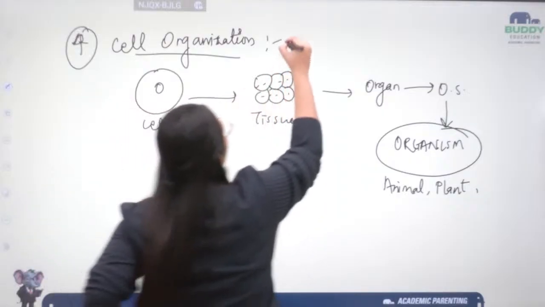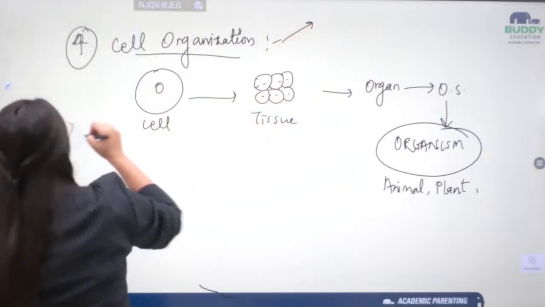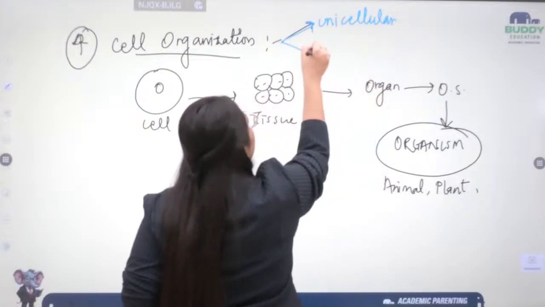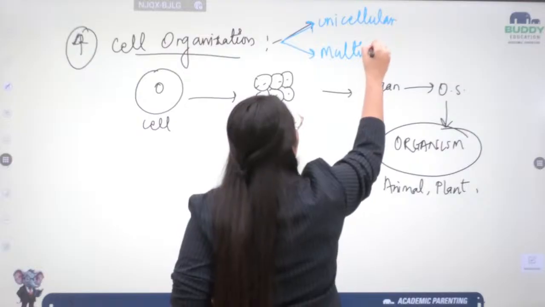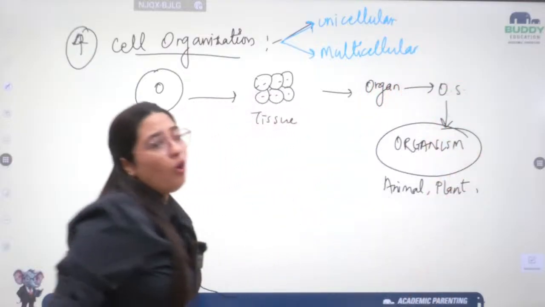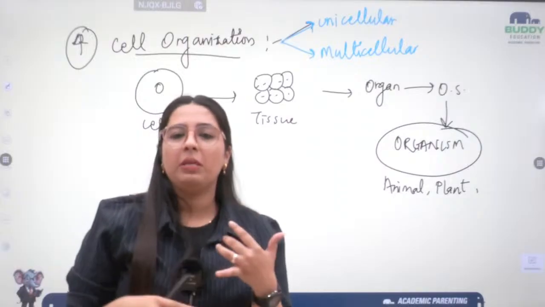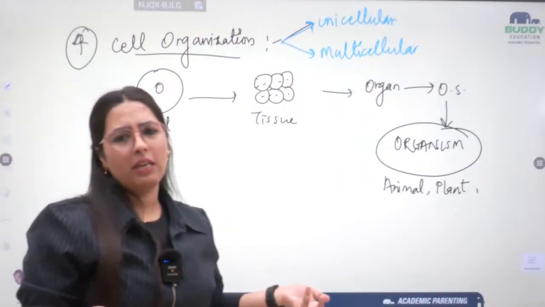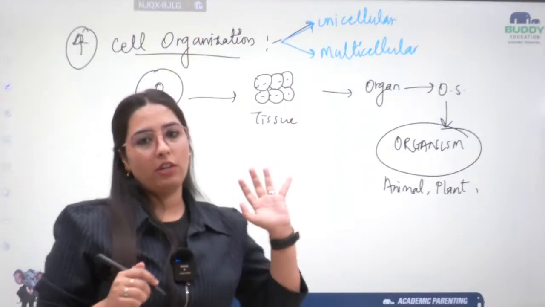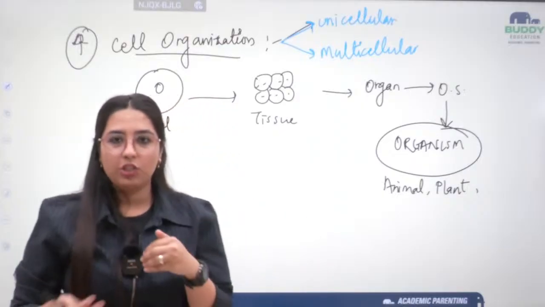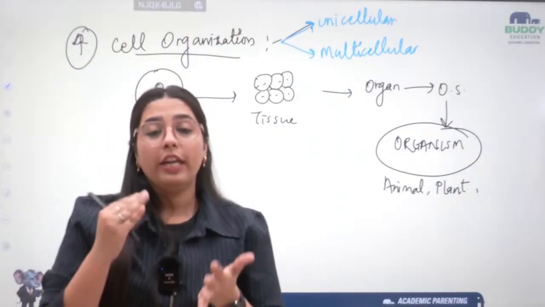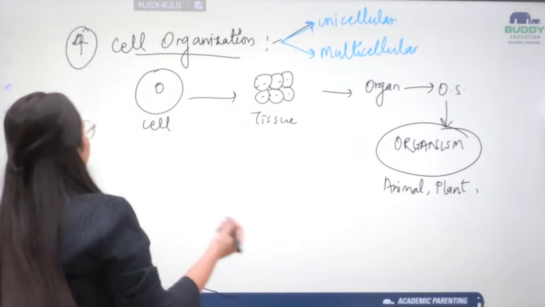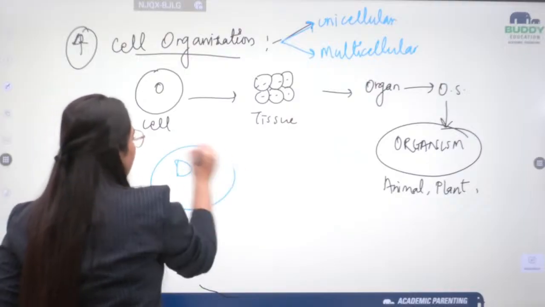So the cell organization will be either unicellular or multicellular. Unicellular organisms we have already studied, like amoeba, paramecium, euglena, and other organisms. And if I talk about multicellular, plants, animals, and other organisms are included. So cell organization is one of the defining features that should be there. If any organism consists of even a single cell, that means it's a living organism. So it is one of the defining features.